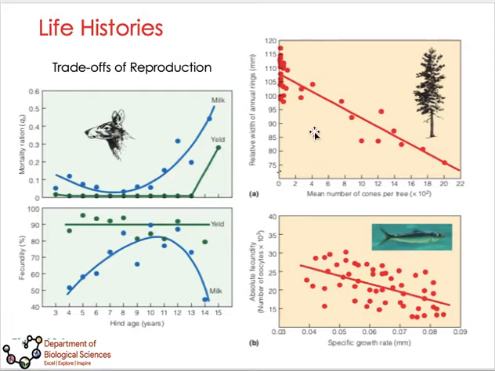Here in the tree, for example, we have the relative width of annual rings. There is an age-specific measurement and the number of reproductive parts that it produces. The trend is decreasing. So as the relative annual ring width goes down, the number of cones also goes down.